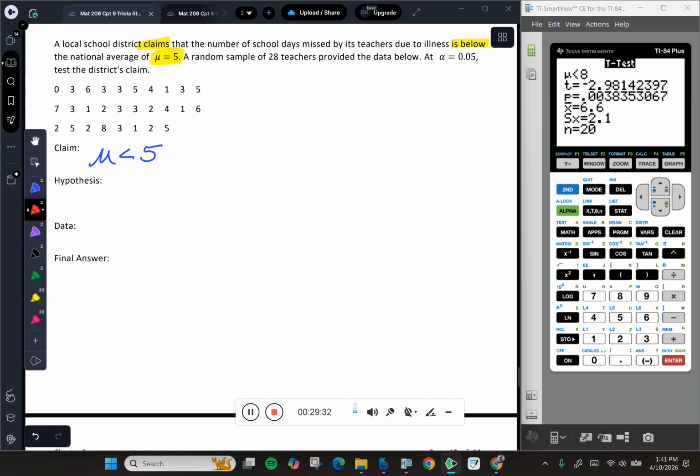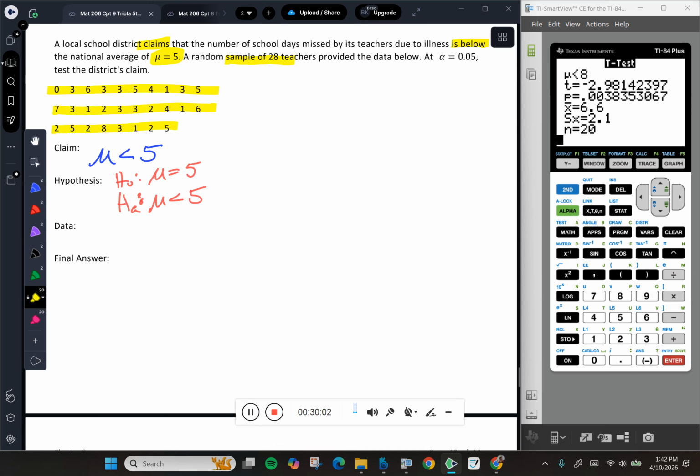Since that statement does not include equality, that really represents the alternate hypothesis, right? That our mean is less than 5, and our null would be that it's 5 or more. Now here's where things get tricky. I've got a random sample of 28 teachers, okay, and they just gave me the data for those 28 teachers.